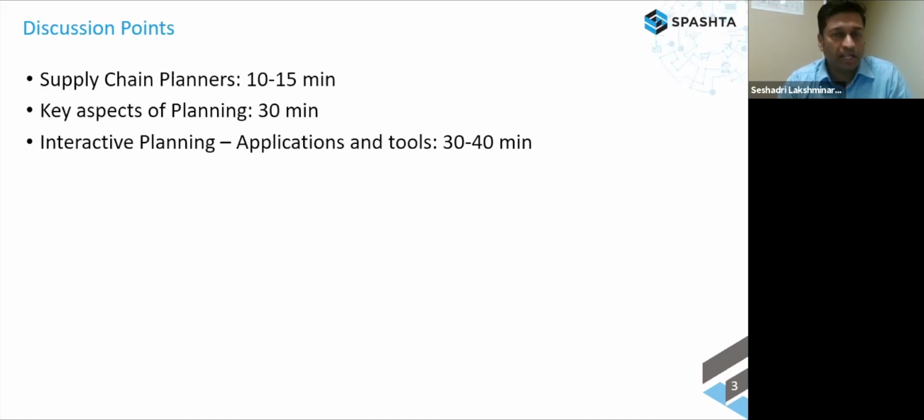What are the key aspects of planning over and above the very obvious things? I wanted to cover a few aspects of planning in general. And we would take 30 minutes there, and then interactive planning. What does it even mean? Where is it applied? And some of the tools. I would provide some tips on tools.